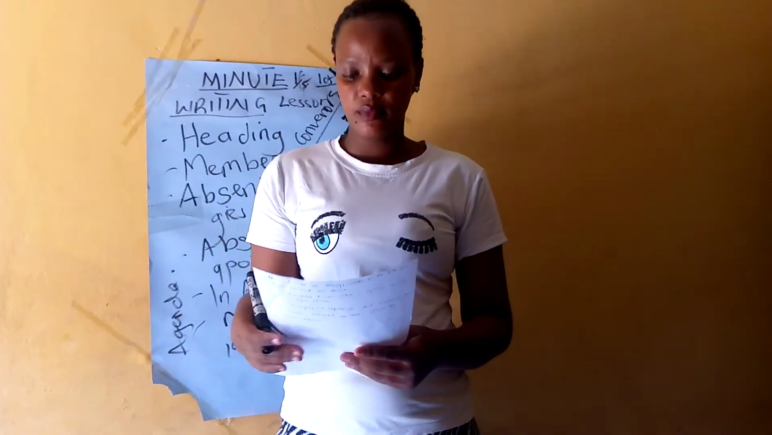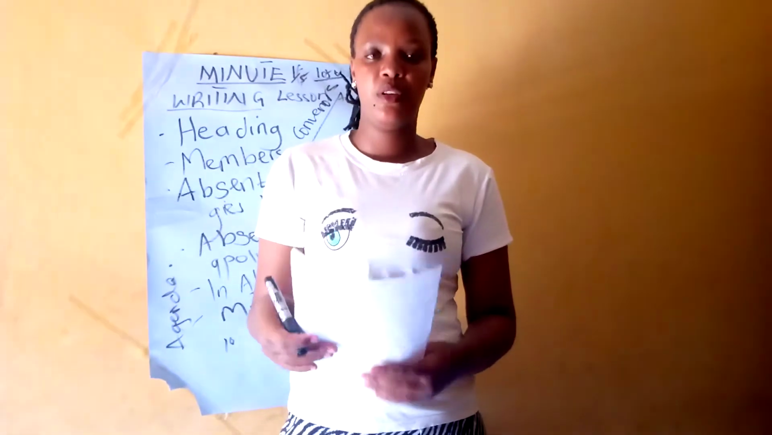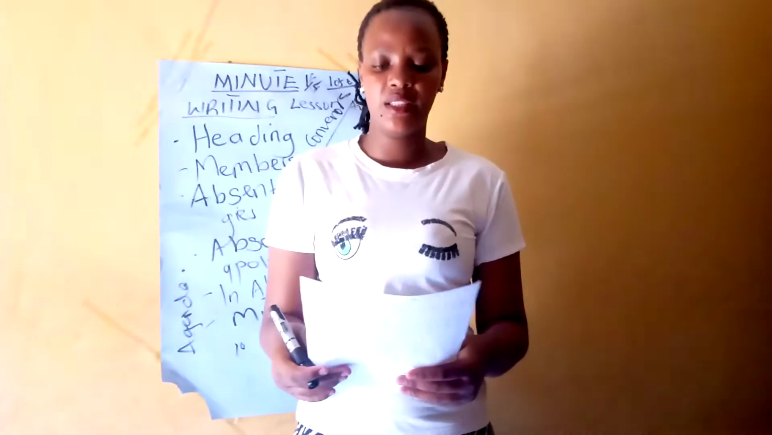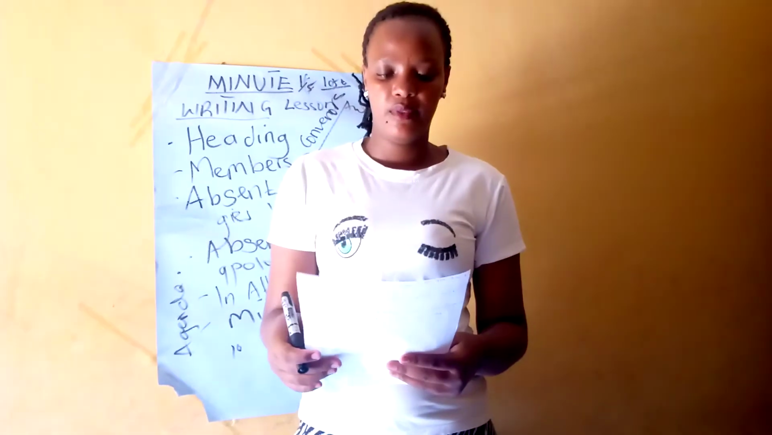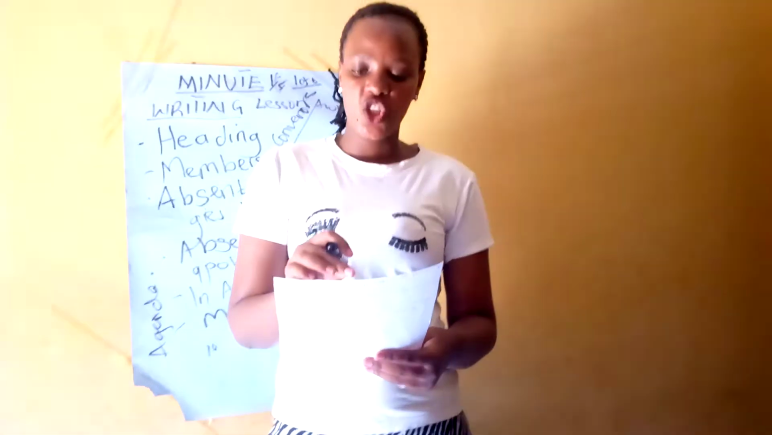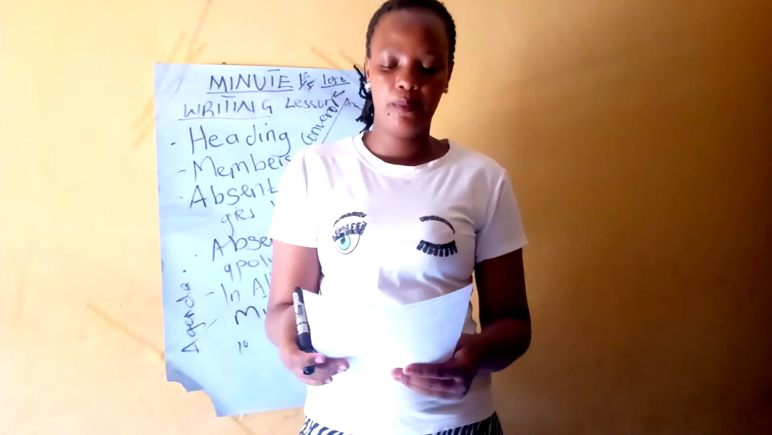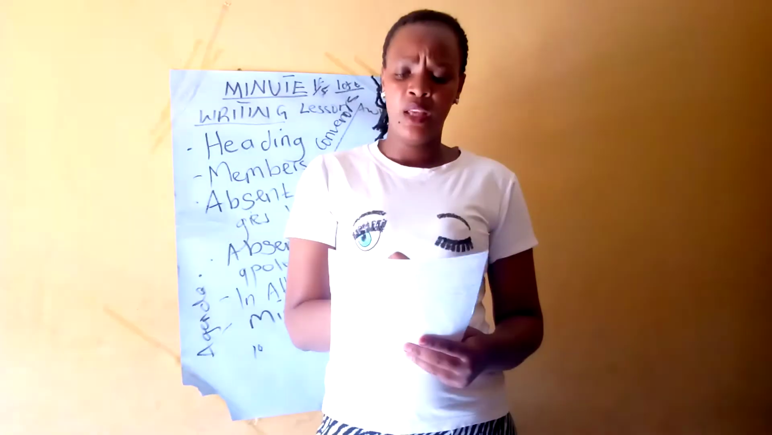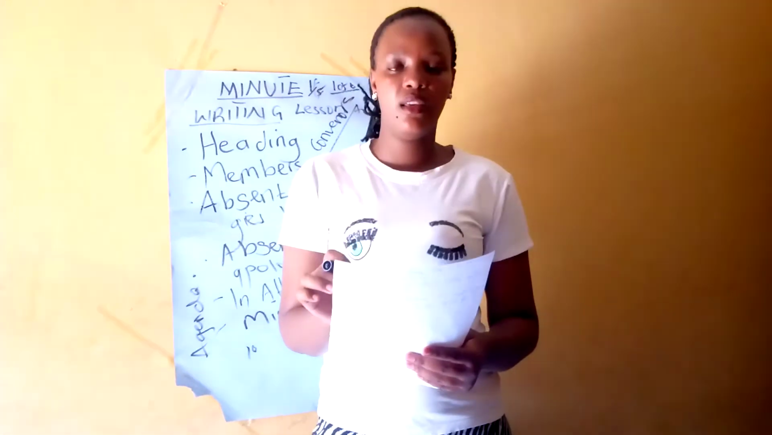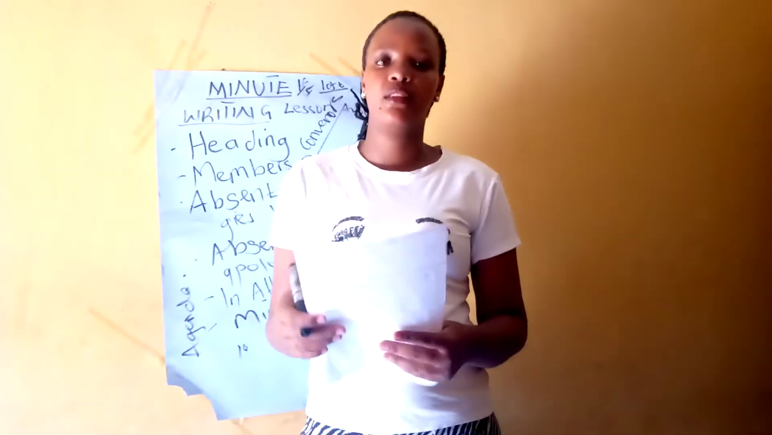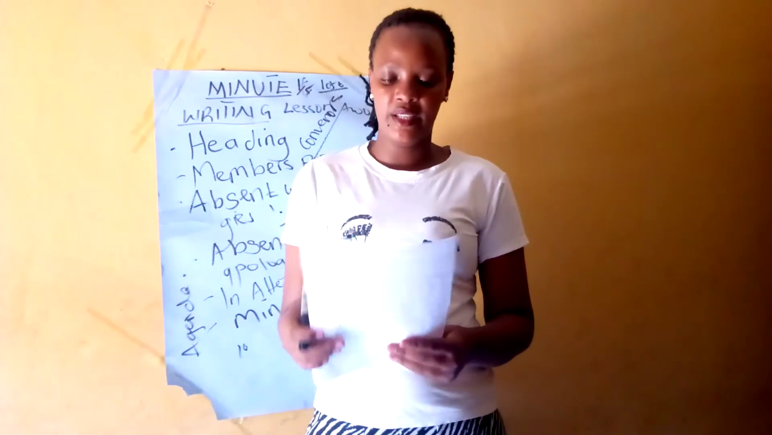Let me dictate what I've explained so that we write. I first explain, then we write. For the heading, we say: this shows the convenance of the meeting, venue, date and time. Please write this down.